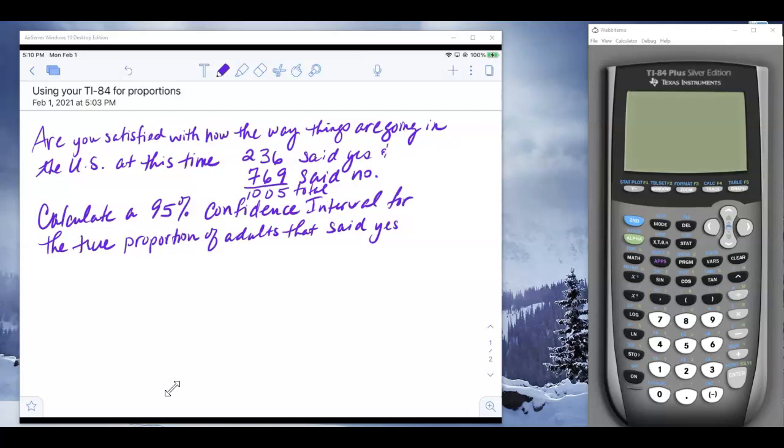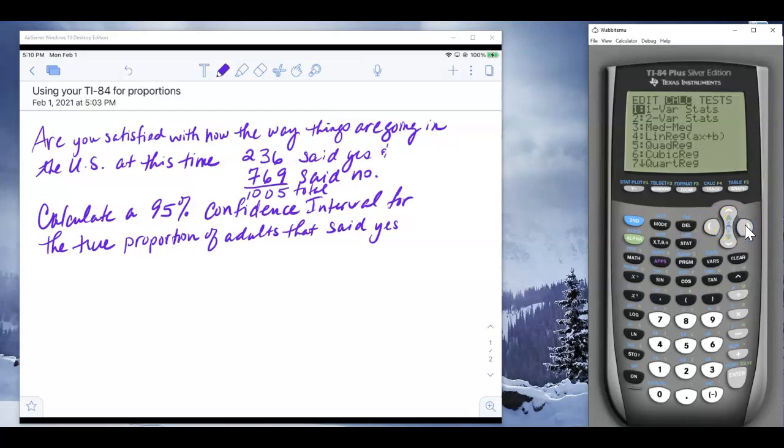So again, putting this on your calculator does not eliminate all the communication that you have to do that we wrote up. The only thing it does is it simplifies or checks the math. Okay, so one of the things that we're going to do in our calculator is we are going to go ahead and go over to Stat.